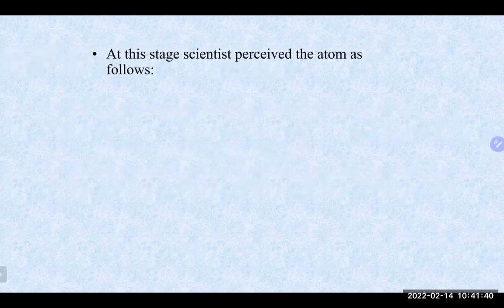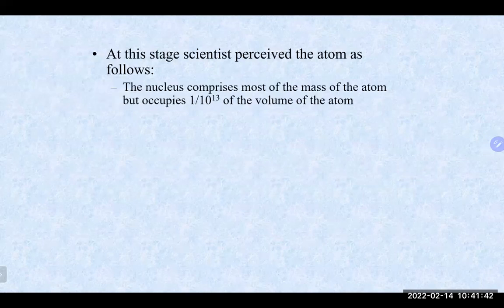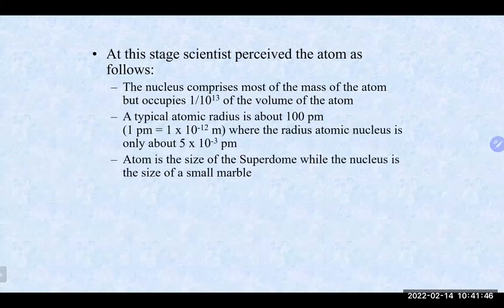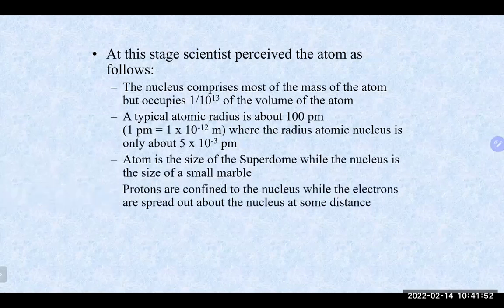Now, at this stage in the experiments, it was believed that the nucleus comprises most of the mass of the atom, but it actually is really, really small. You could think of it like the big football stadium is the atom, and the ball on the 50-yard line is the nucleus, maybe a marble on the 50-yard line.